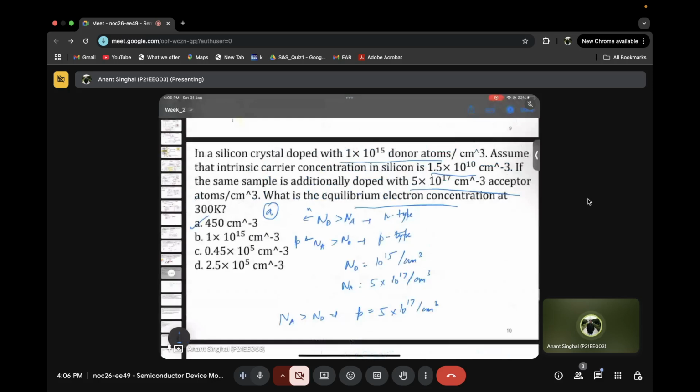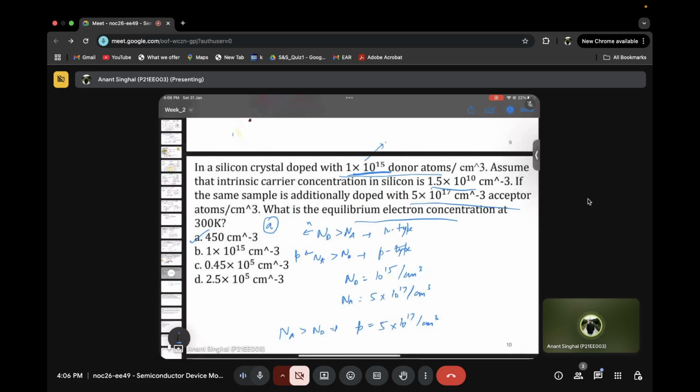So the clever part here was that Nd was given, so we can somehow get confused and say that this is the value of n. But in reality, it is not, because we have a p-type doping. Is it clear?